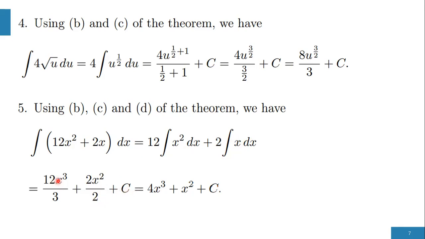And as we simplify our first term and our second term, 12 divided by 3, we have 4, and then we remain x cubed, plus 2 divided by 2, that's equal to 1, and then we copy the remaining expression x squared on our numerator, plus c. And for our final answer, for example number 5, we have 4x cubed plus x squared plus c.